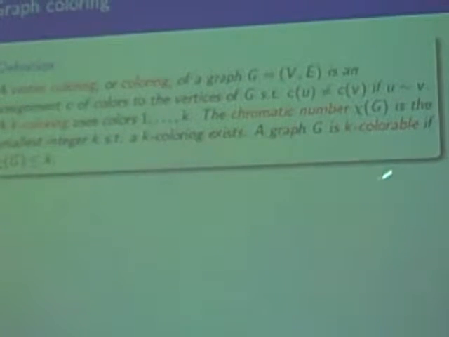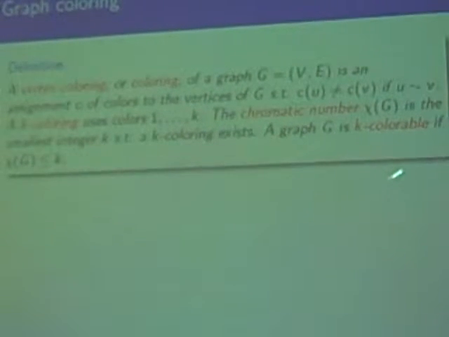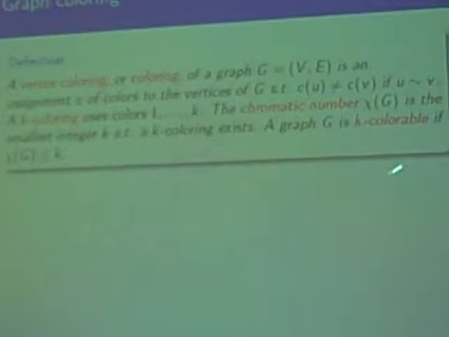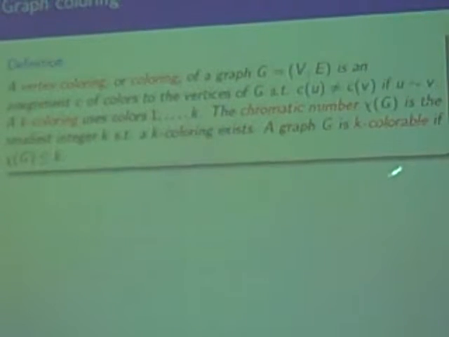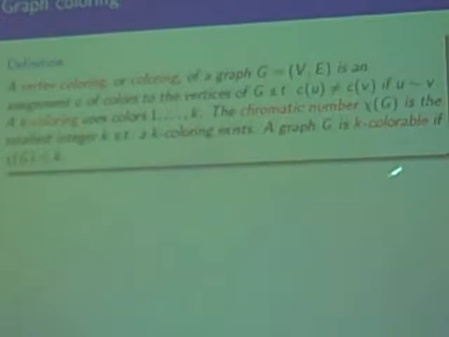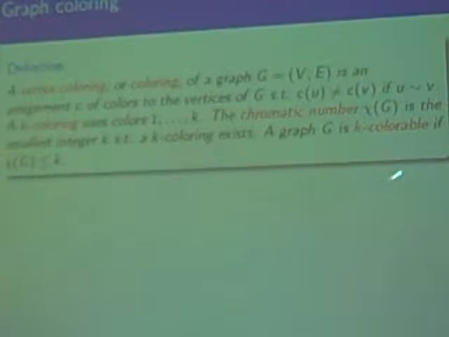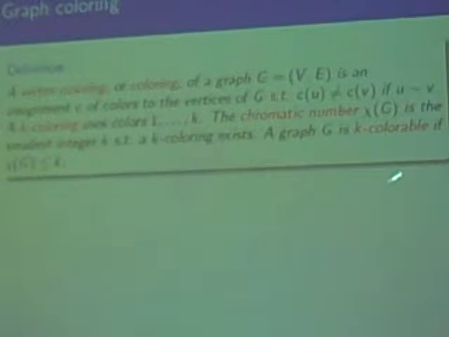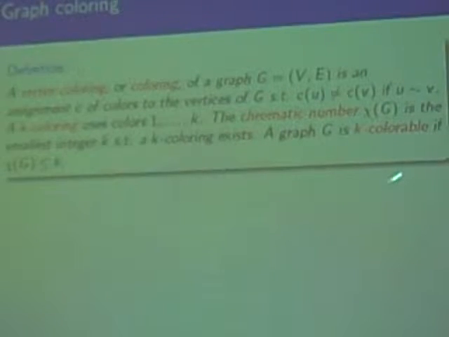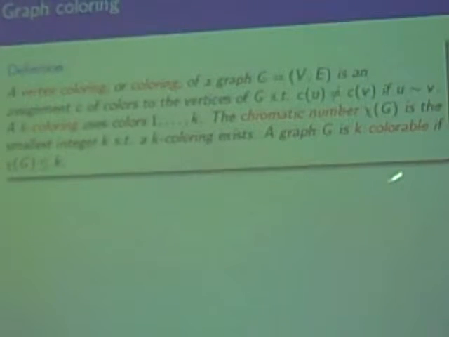Now to talk a little bit about coloring. A vertex coloring, more generally referred to as a coloring of a graph, is an assignment of colors to vertices of G so that two adjacent vertices don't get assigned the same color. If we use colors 1 through K, we call that a K-coloring. We define the chromatic number chi of G to be the smallest integer K such that a K-coloring exists. We would also say that a graph is K-colorable if its chromatic number is at most K.